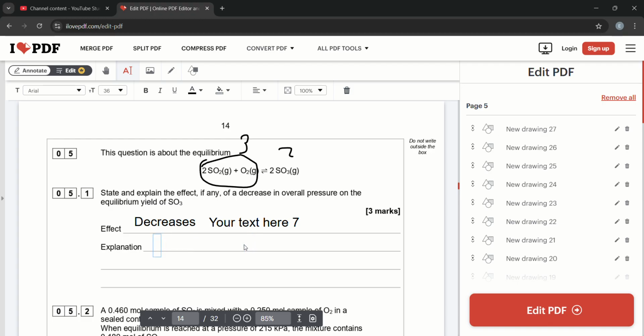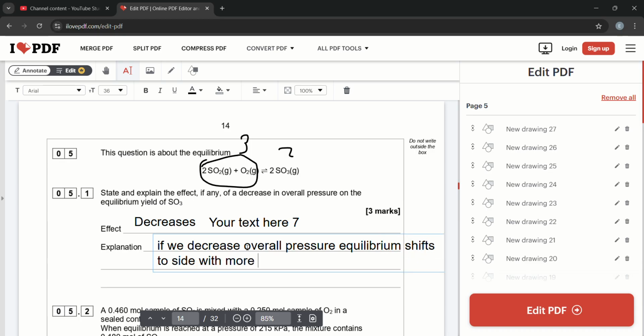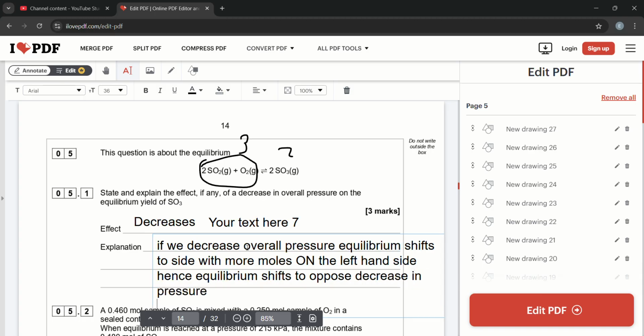Well, because if we decrease overall pressure, equilibrium shifts to the side with more moles of gas, which is on the left hand side, hence equilibrium shifts to oppose the decrease in pressure, hence increasing pressure. There's 3 marks, you do need to talk about this.